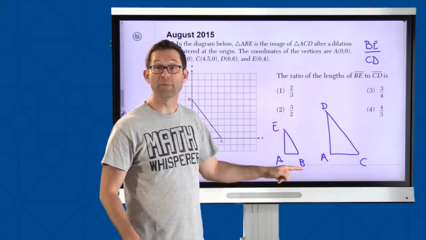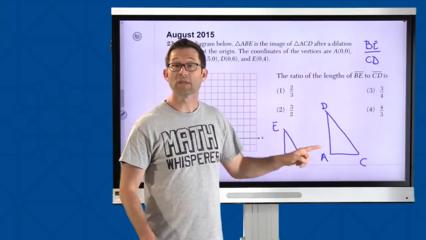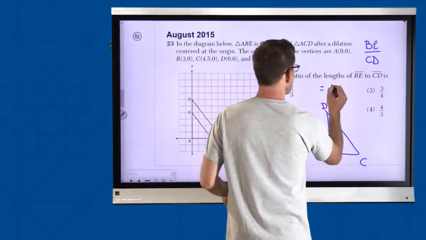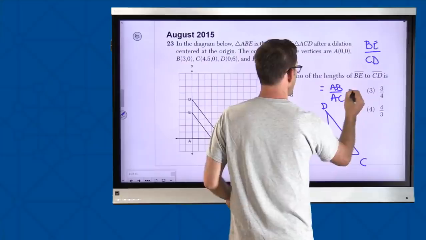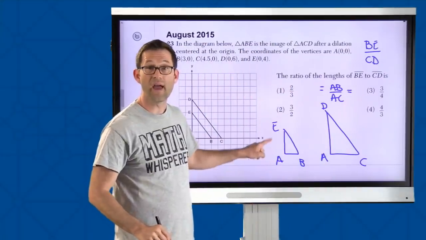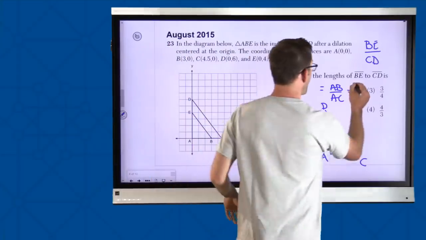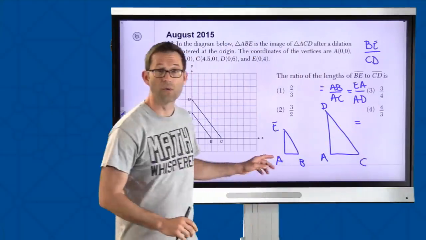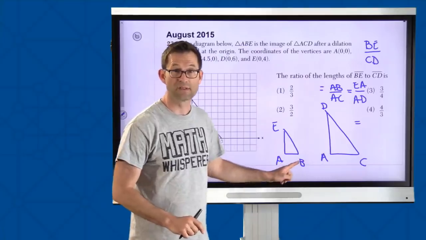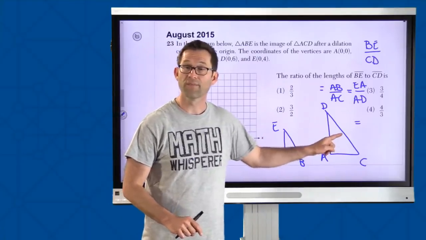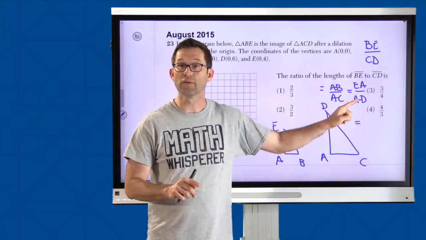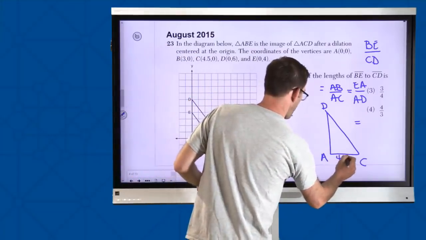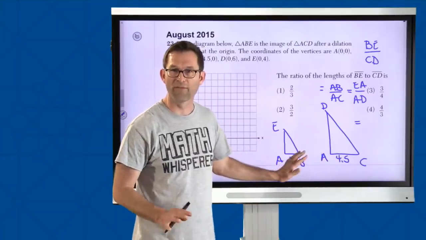Well, the great thing is that BE divided by CD is going to be the same thing as AB divided by AC. So this is also equal to AB divided by AC, and it's also equal to EA divided by AD. Right, that's the whole point. All three sides are dilated by the same constant, and so the ratio of this side to this side is the same as this to this, is the same as this divided by this. Now, are any one of these easier to find? Well, AB, that's not bad, that's 3. But this is like 4.5, so that's not terrible. I mean, I could do 3 divided by 4.5, but it's a bit ugly.